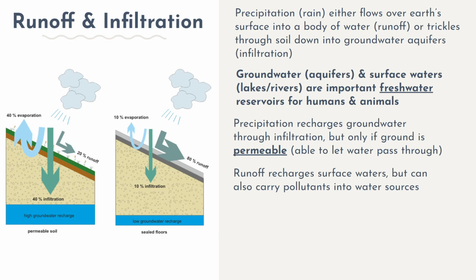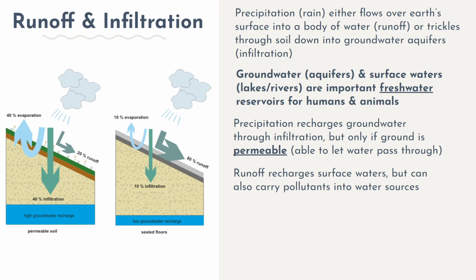Finally, we'll talk about runoff and infiltration. When precipitation falls to Earth's surface, it can do one of two things. It can either flow across the surface until it reaches the body of water as runoff, or it can slowly trickle into underground water stores called aquifers, and we call that process infiltration.